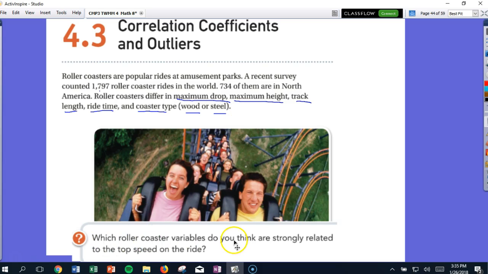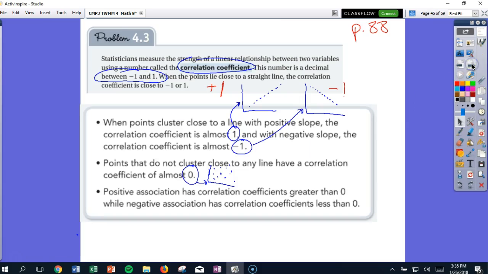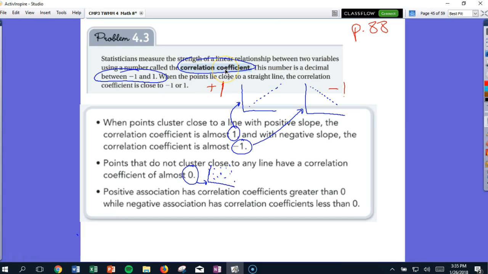It says, which roller coaster variables do you think are strongly related to the top speed of a ride? So of these things, drop, height, track length, ride time, and coaster type are going to be more strongly related to the top speed of a ride than others. Again, correlation coefficient, we have the definition earlier that I wrote down for you, and this is on page 88. And it tells you that the number is a decimal between -1 and 1.